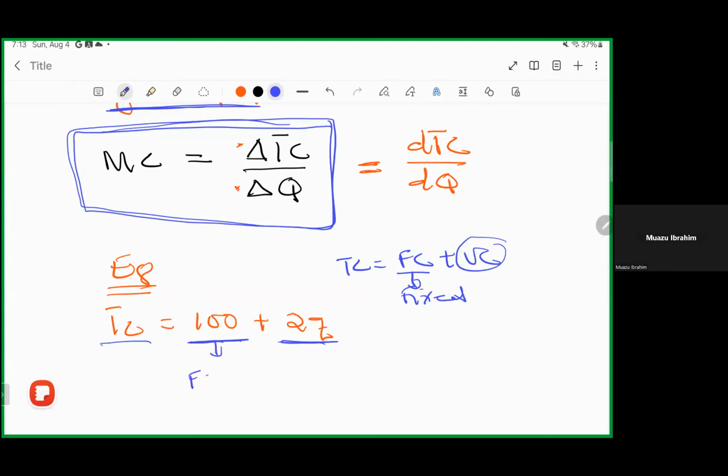Your fixed cost is the 100 because it is not contingent or conditioned on output. It is fixed. You spend 100 cedis and that is it, the one-off spending that you make to set up all your business. But the other side is the what?